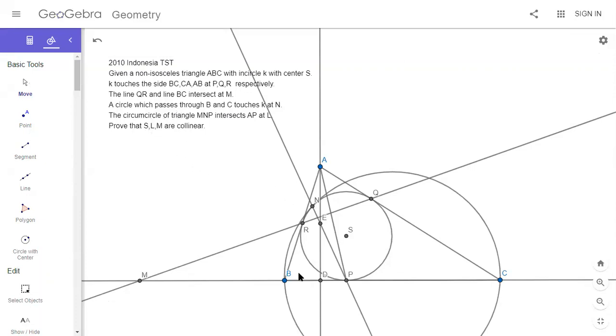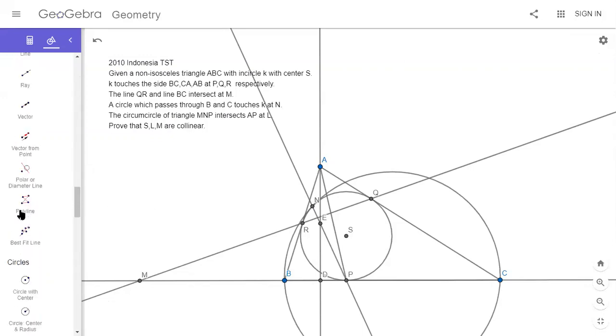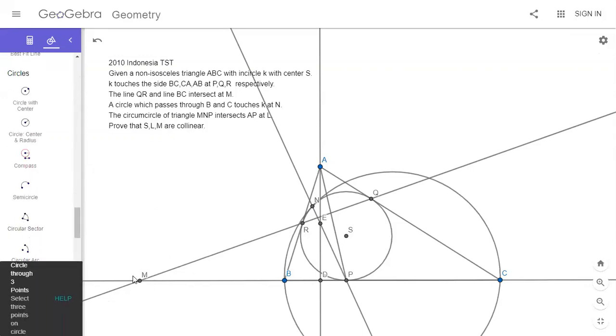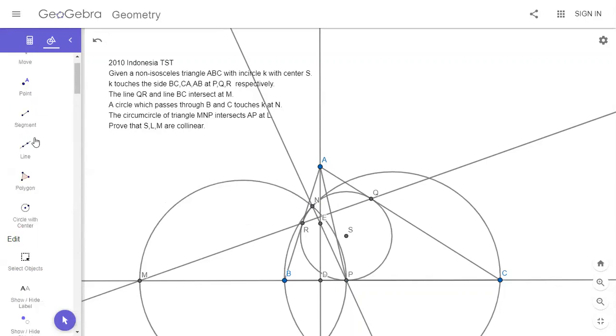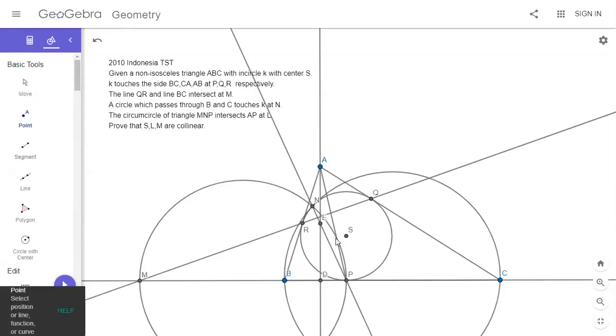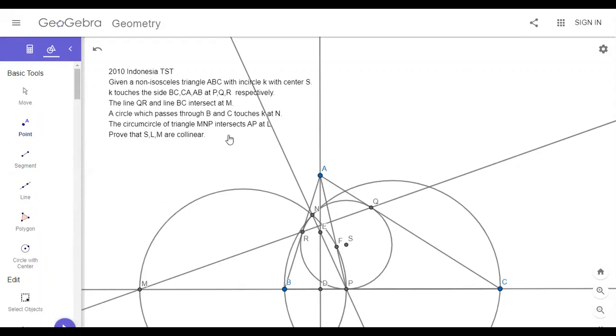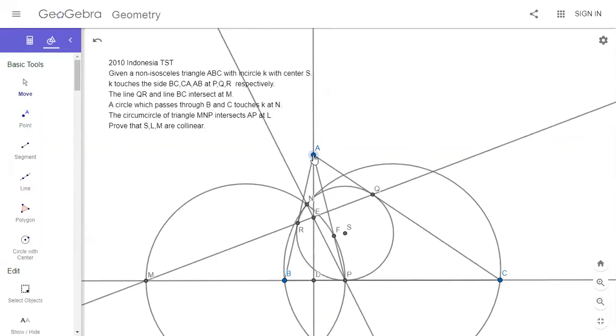The circumcircle of MNP intersects AP at L. And we want to show S, L, and M are collinear. I think maybe it's trivial from IMO shortlist. Yeah, it might be the same proposer. Yeah. Let's see. Is it obvious?